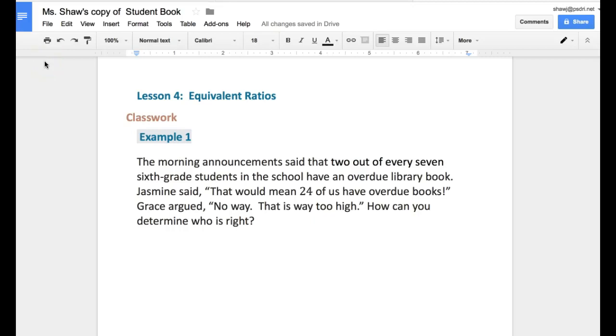Hi, today we are doing lesson 4, and again it is equivalent ratios. We're going to start with a classwork and example 1. So I'll read it and you can follow along.